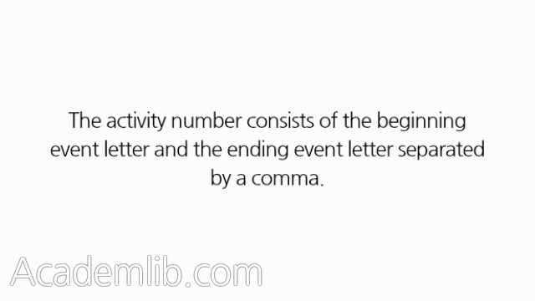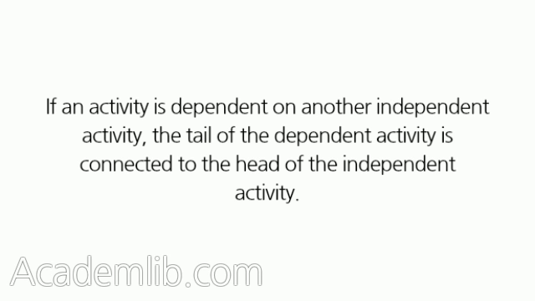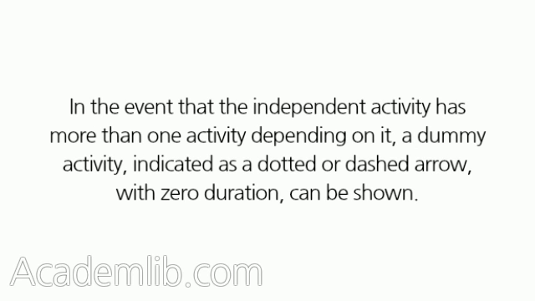Figure 5.1, Activity on arrow diagram. The activity number consists of the beginning event letter and the ending event letter separated by a comma. Activity A, B is an arrow with event A and B at each end. By tradition, lowercase letters are used for the events and activity numbering scheme. If an activity is dependent on another independent activity, the tail of the dependent activity is connected to the head of the independent activity. In the event that the independent activity has more than one activity depending on it, a dummy activity, indicated as a dotted or dashed arrow, with zero duration, can be shown.